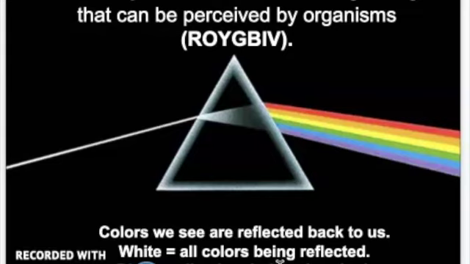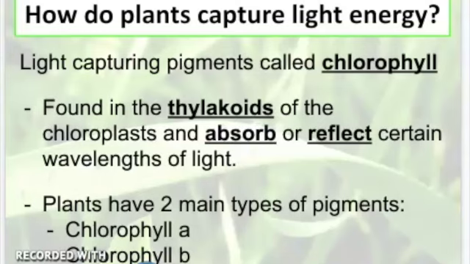How does this connect with this idea of photosynthesis? Well, if we go back to this slide here of how do plants capture light energy? Well, they have light capturing pigments called chlorophyll, which are found in the thylakoids of chloroplasts. And actually this chlorophyll, depending on what type of chlorophyll it is, does capture light by absorbing it, but it only absorbs certain wavelengths of light and others get reflected back.